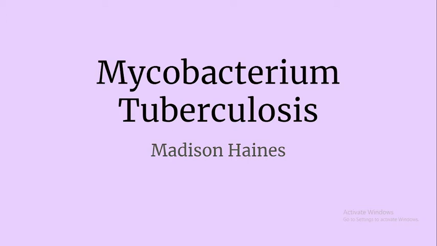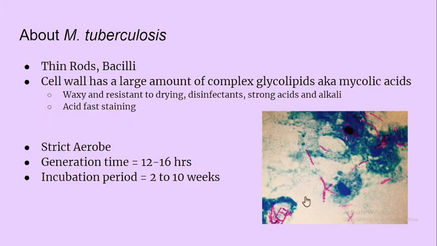Okay, so first to start, I'm going to be talking a little bit about its structure and mainly the main things that really contribute to its pathogenesis and contribute to why certain tests are used in diagnosing tuberculosis. So the main things to look for are these thin rods, which are bacilli. That's the shape of them.